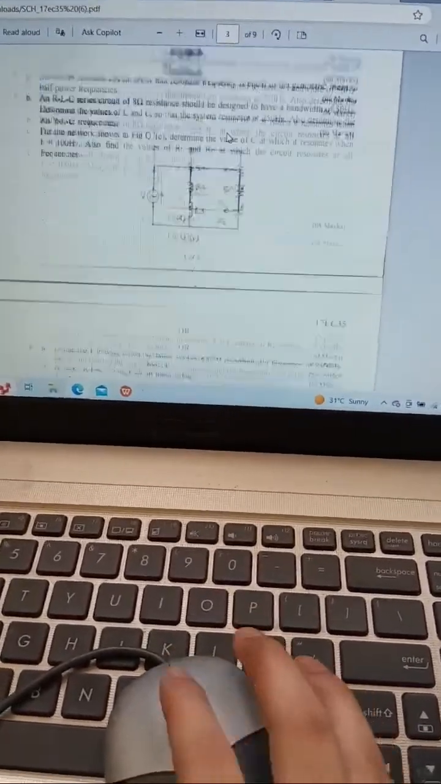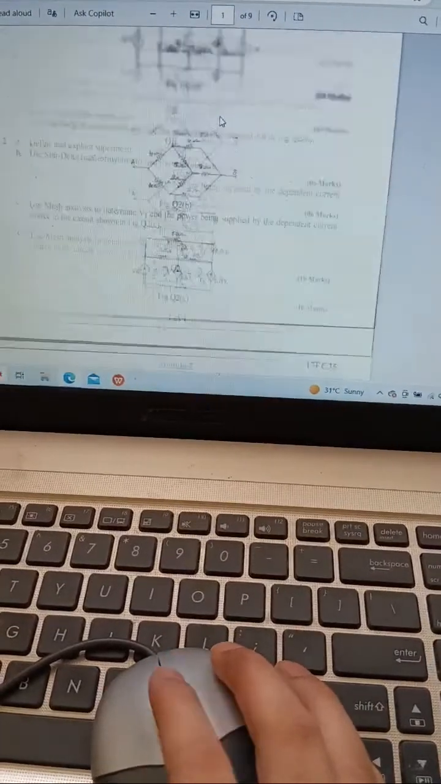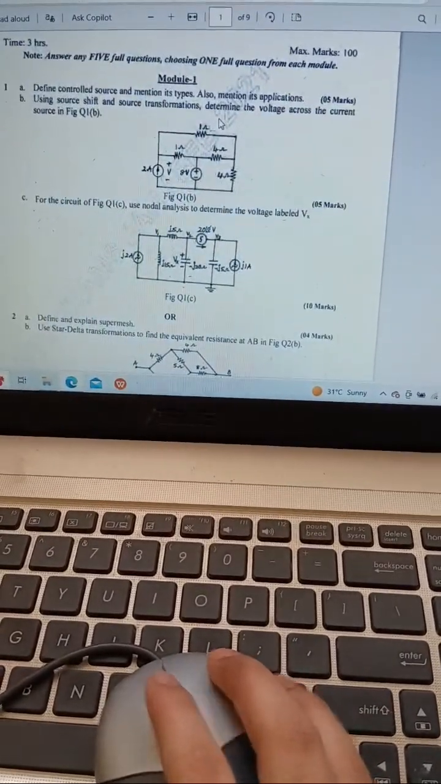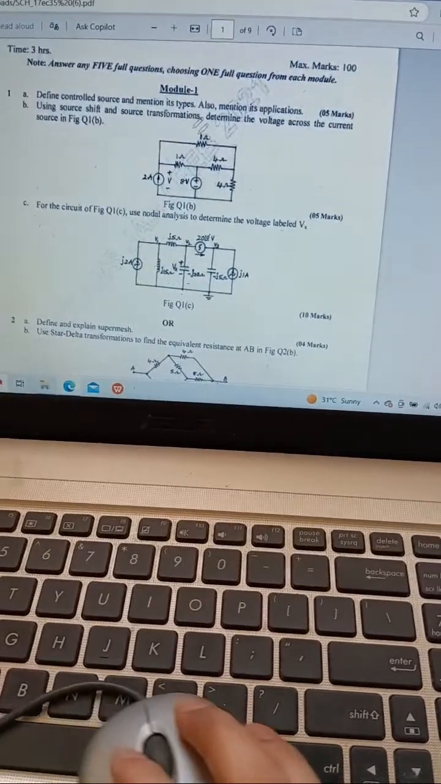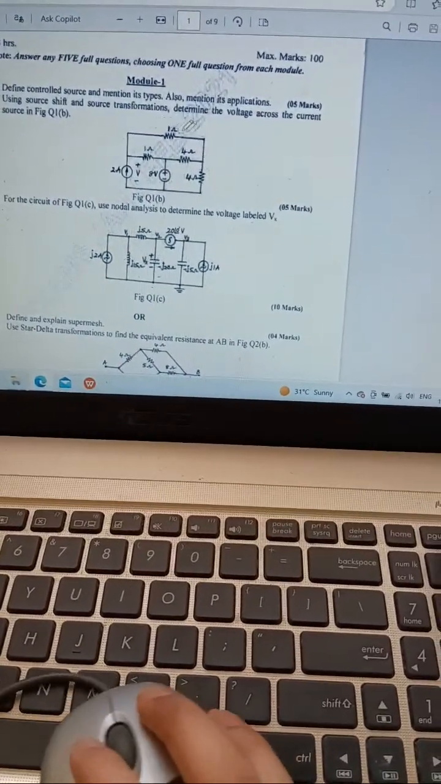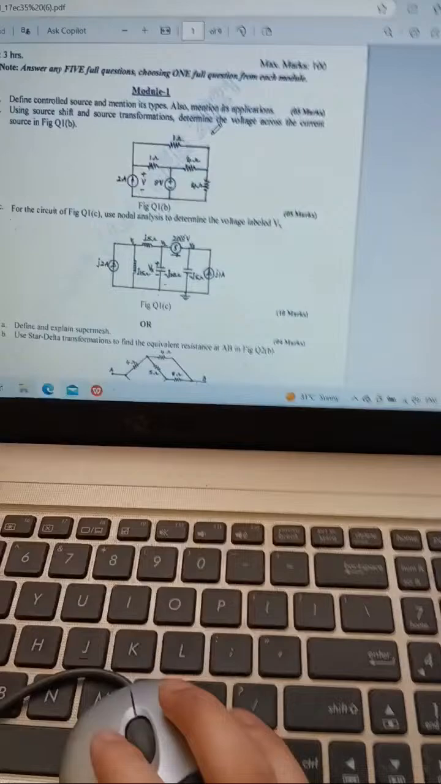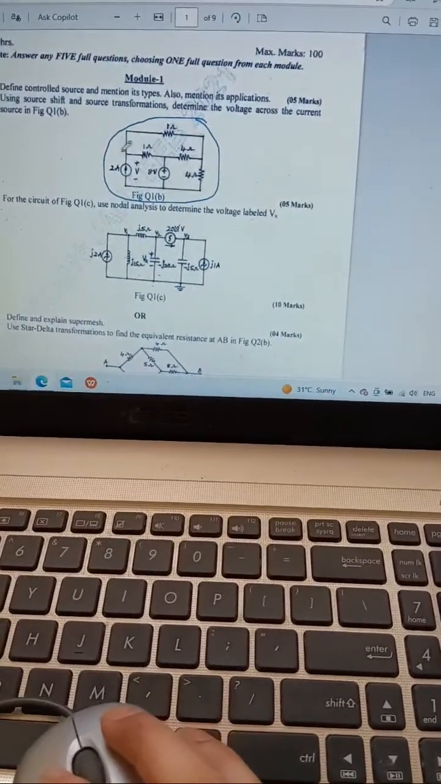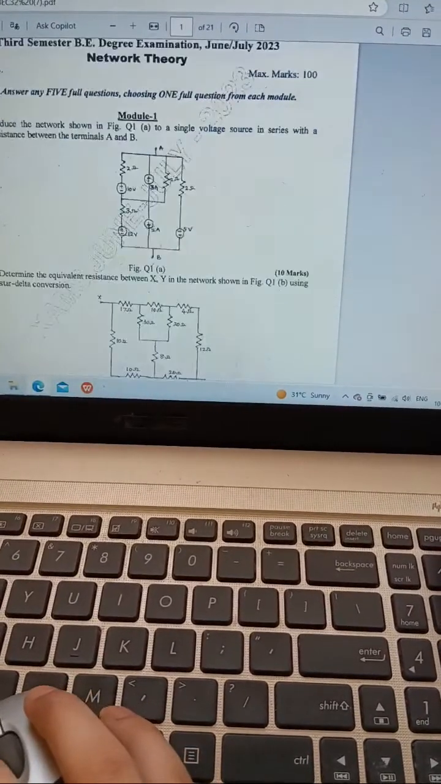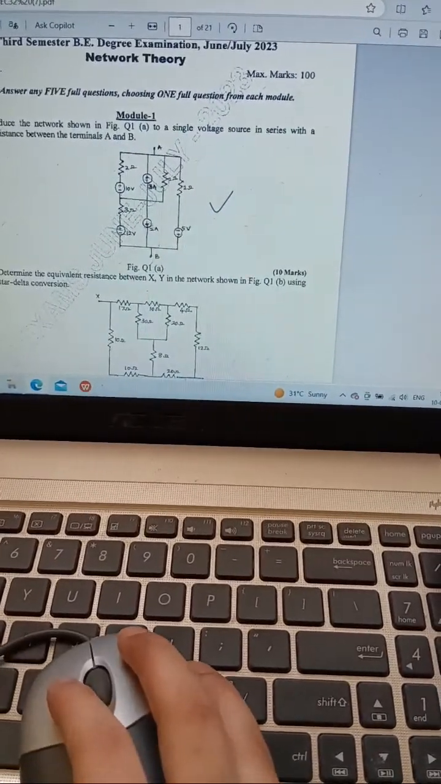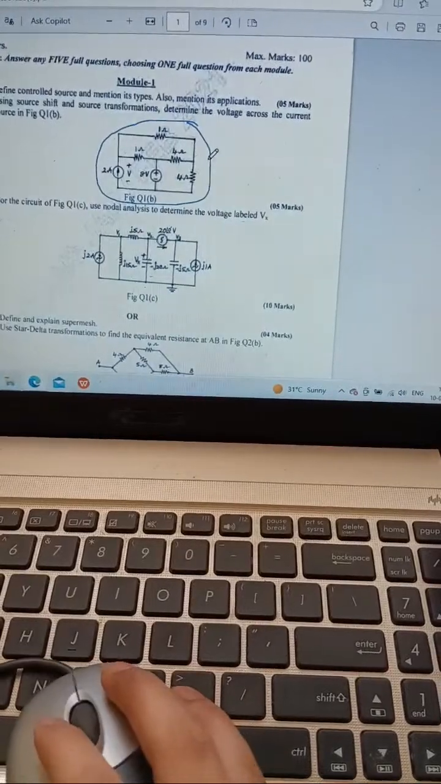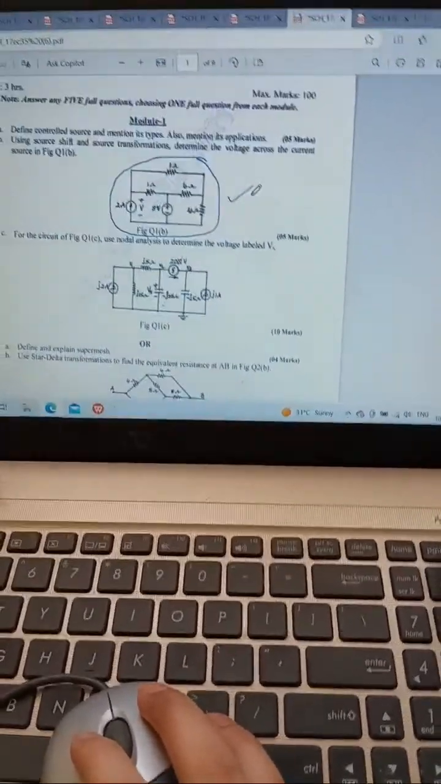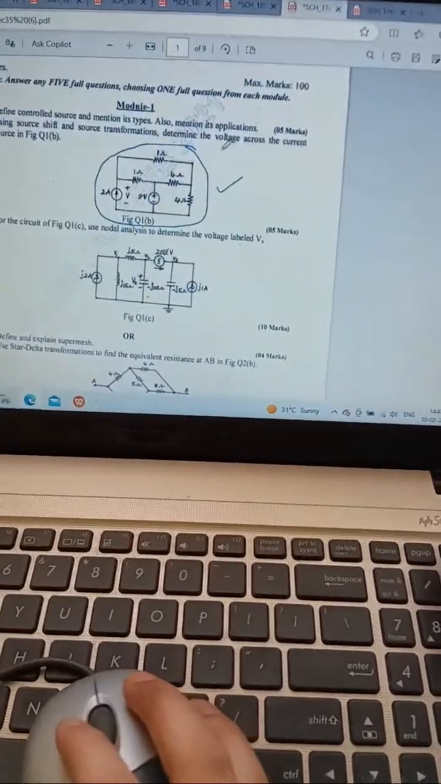And the next question that we have here is this one: determine the voltage across the current source in the figure. This particular one we are also going to do in today's session. Which problems are we doing? This one and this one we are doing in today's session. So it is the voltage across the current source.